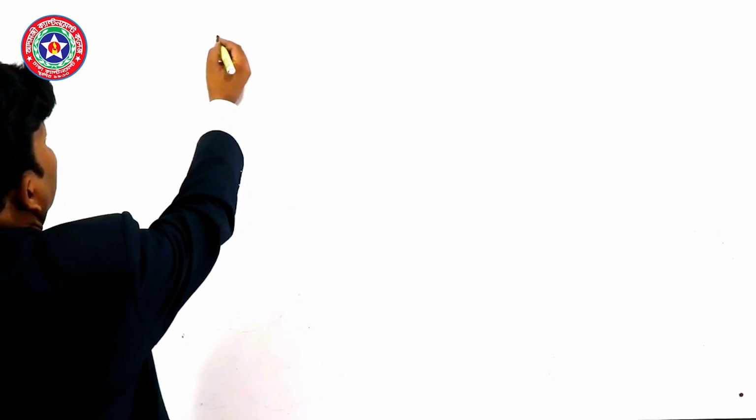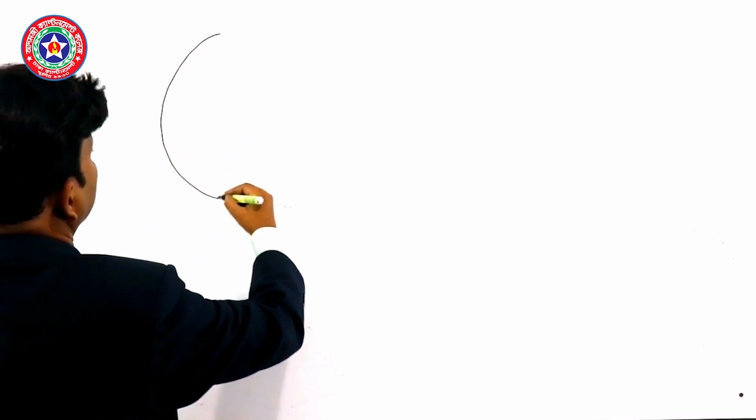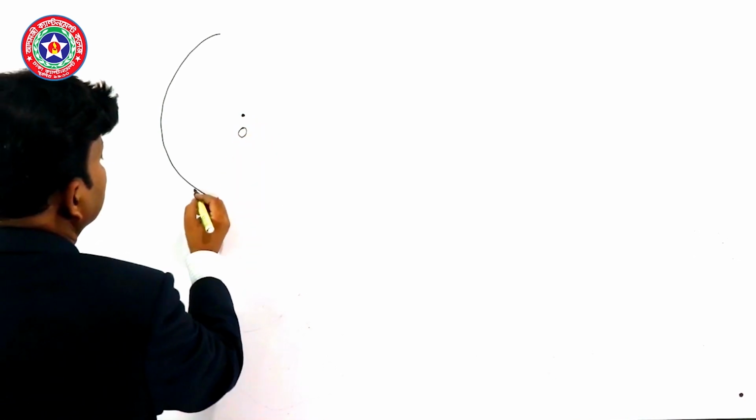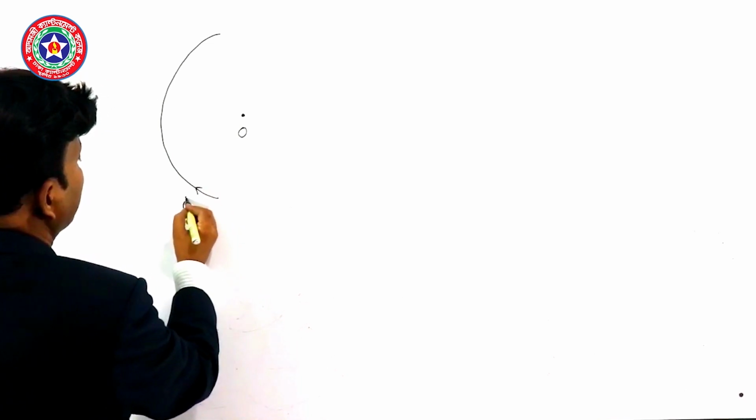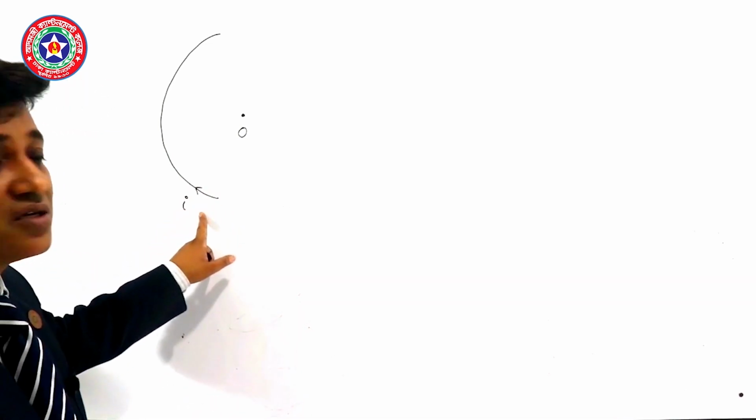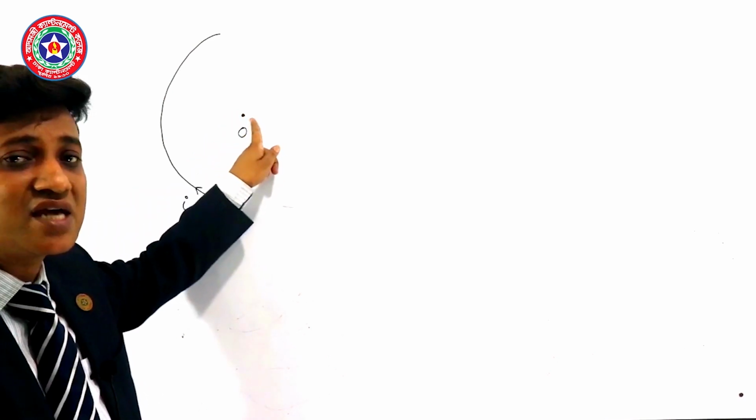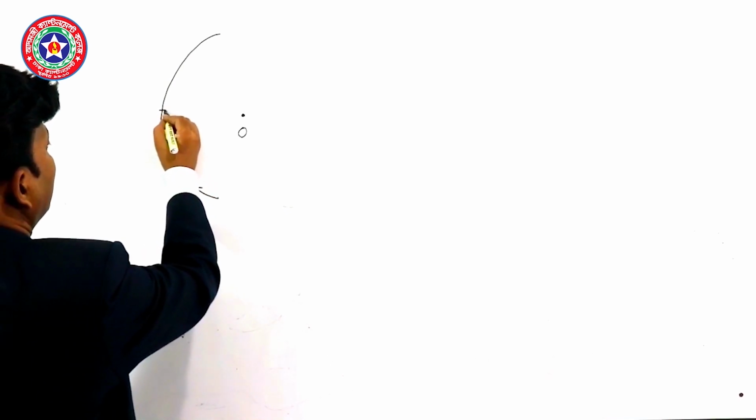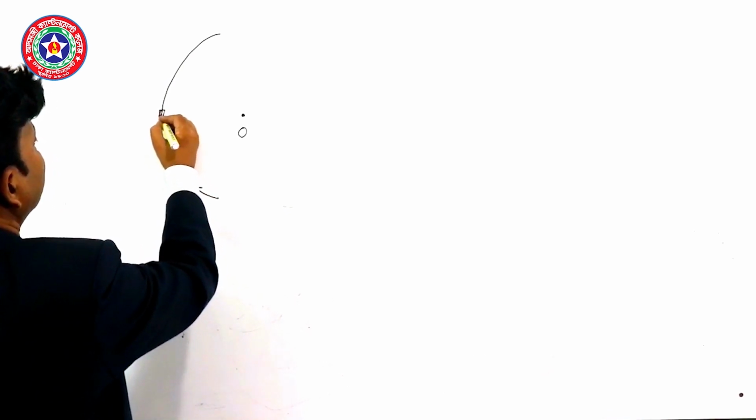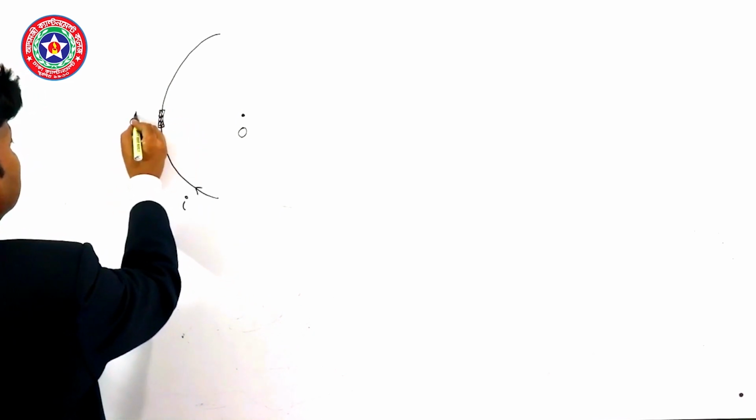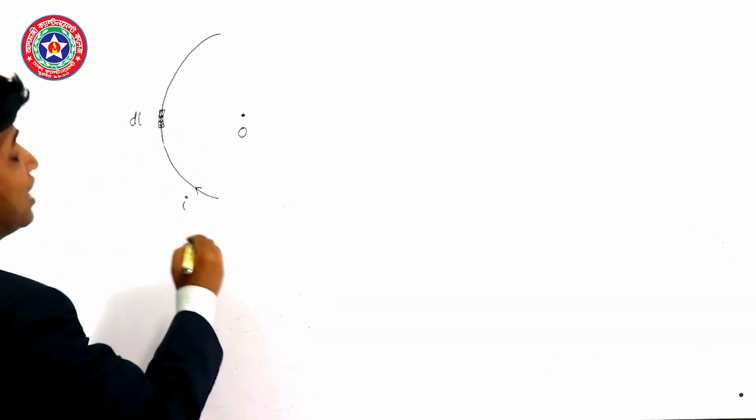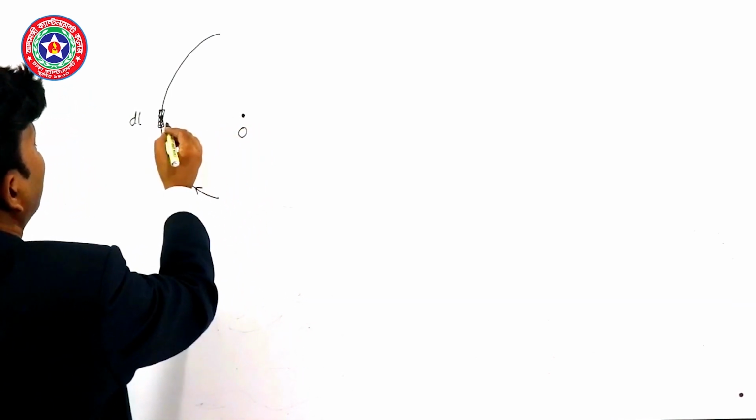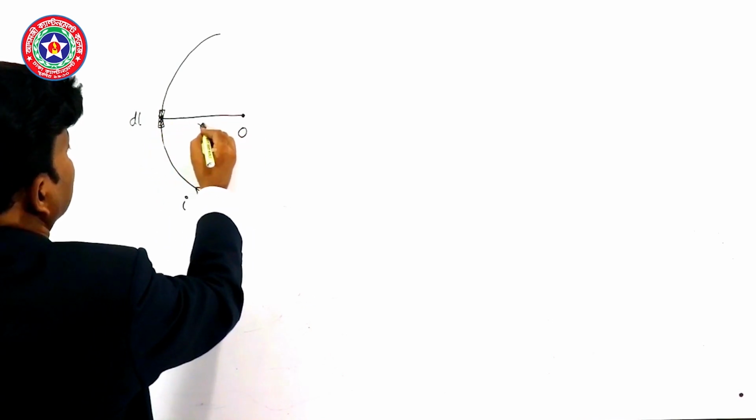Suppose we consider a circular arc. Its center is O. Now the current flowing through the arc is I. Due to this current, we have to calculate the magnetic field at the center. Now we consider an infinitesimal length of this arc. Suppose it is dl. Now the distance between the center O and the middle point of dl is r.